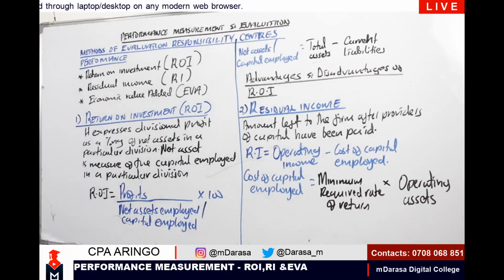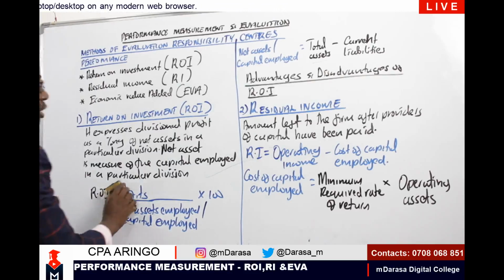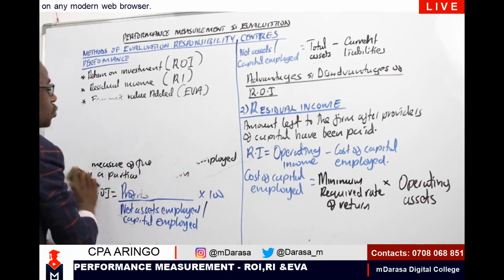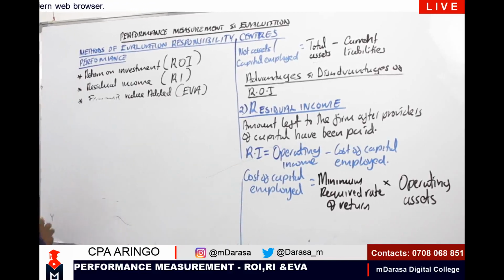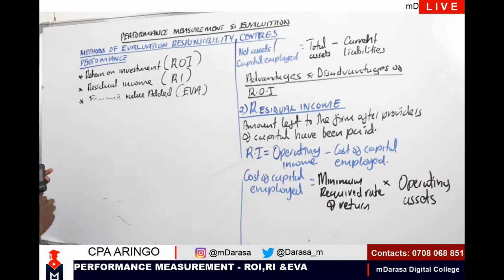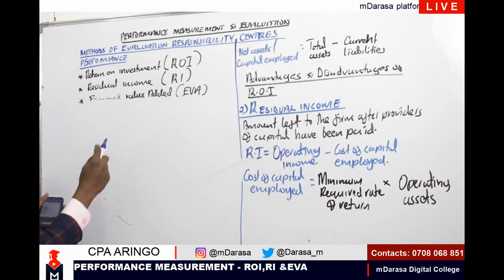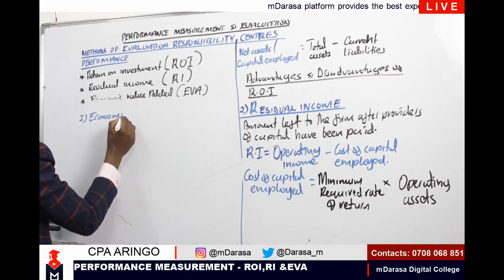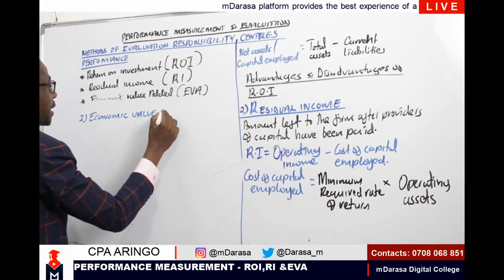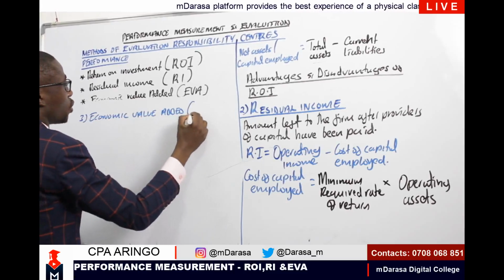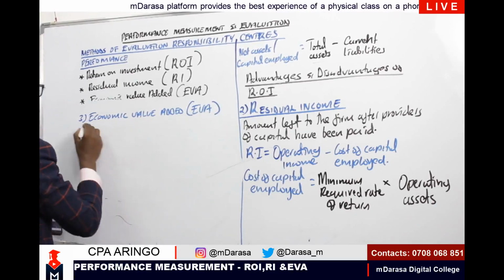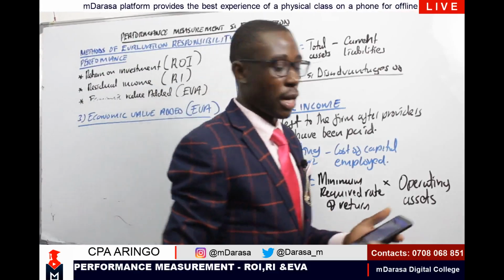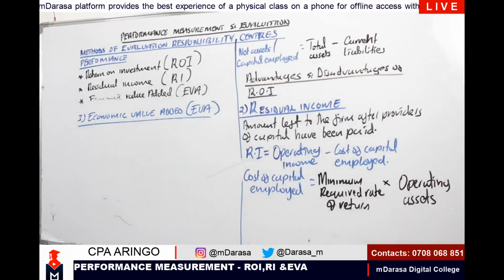Now, after we've talked of that, my good students, I also want us to look at our number 3 element, which in this case is EVA, economic value added. Commonly known as EVA. That is what I also want us to talk about in our class today.